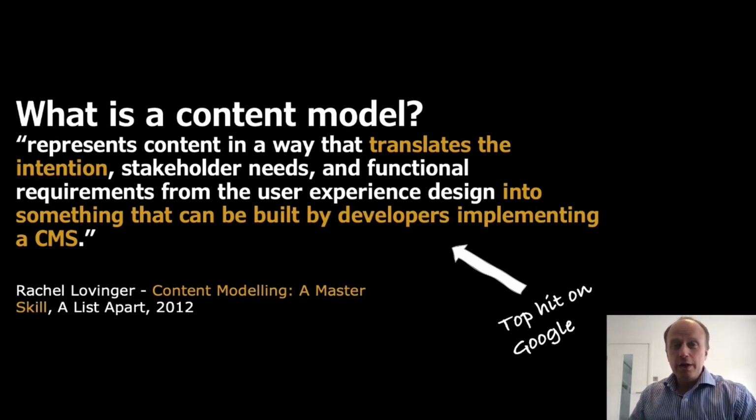So what is a content model? The wisdom of Google tells us that a content model represents content in a way that translates the intention, stakeholder needs, and functional requirements from a user experience design into something that can be built by developers implementing a CMS. So in a way, a content model is a map or a blueprint or a bridge that takes us across the yawning crevasse of doom that lies between intent and implementation.